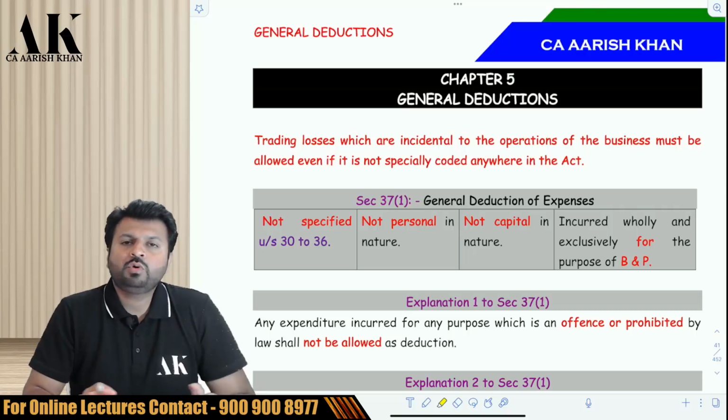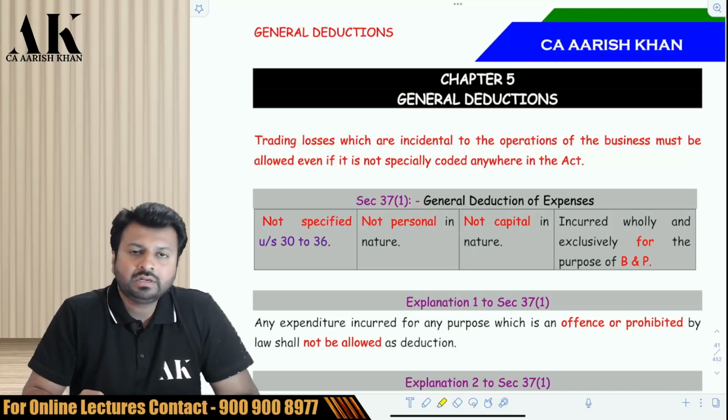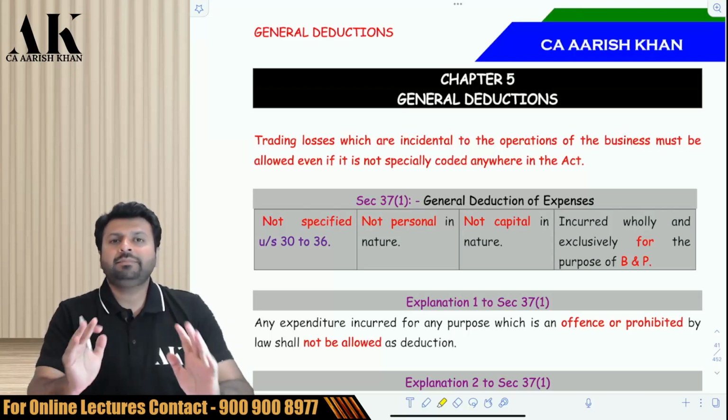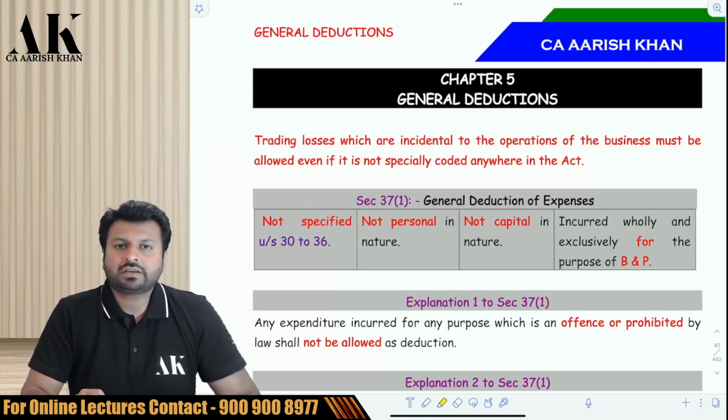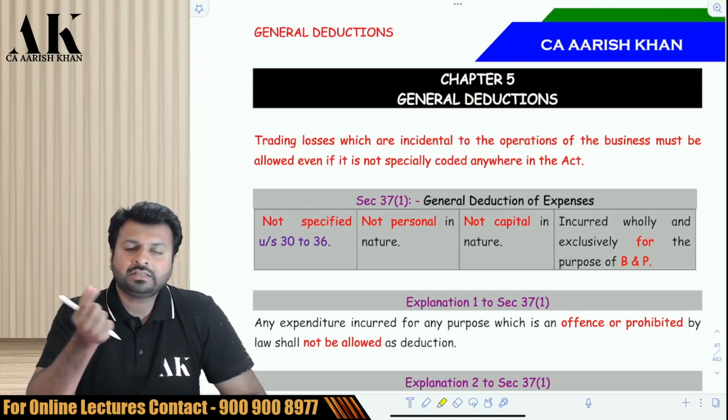So now let us move ahead towards our last deduction, that is general deduction under section 37(1). But before that, you need to also understand one more thing, and that is, what is the implication of deduction of losses under income tax law? Now listen carefully. Losses can be of 2 types. One is trading losses, another is capital losses.